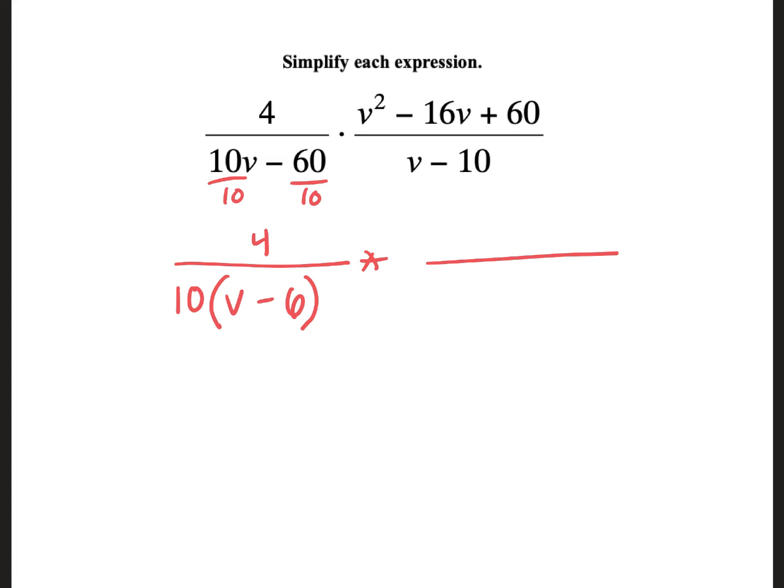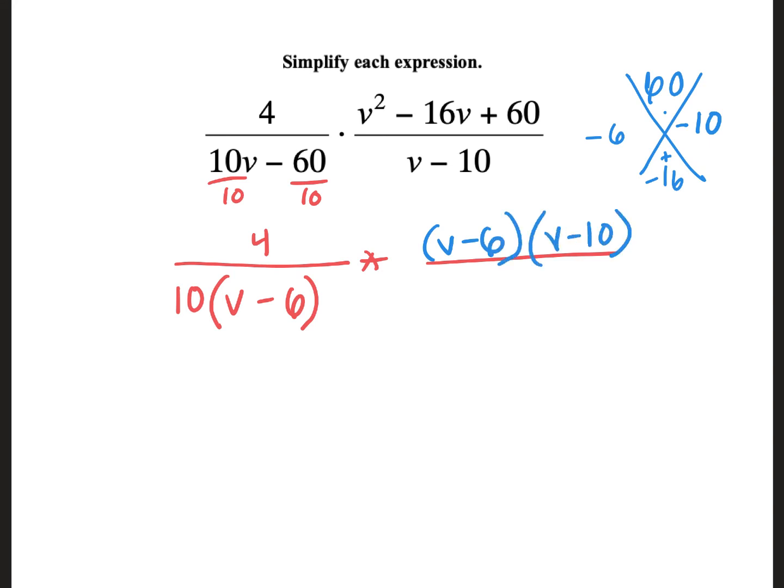On top, we have v squared minus 16v plus 60. We're going to use the x method. We're looking for something that multiplies to 60, adds to negative 16. I know 60 is the same as 6 times 10, and I know if I do negative 6 times negative 10, negative 6 plus negative 10 will get me a negative 16. So my two factors on the top are going to be v minus 6 and v minus 10. For the denominator, it's already factored. It's just v minus 10. I'm going to put that in parentheses, though.